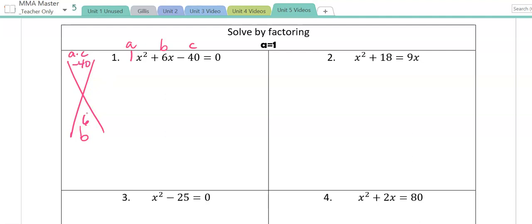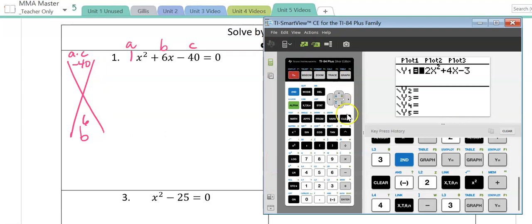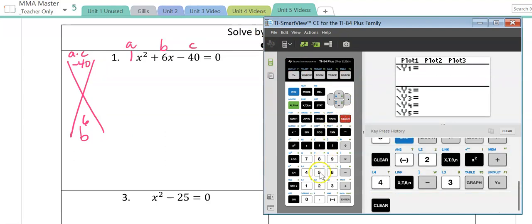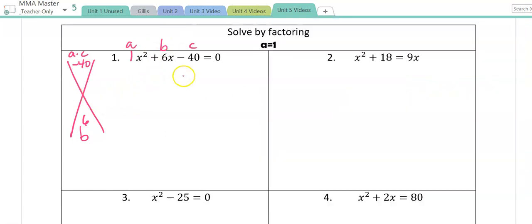So what are the factors of 40? What numbers multiply to give me 40, but combine to give me 6? As a reminder of how to find factors in the calculator, you go to y equals. You enter whatever number you're looking for the factors of. So I'm going to enter 40. I don't worry about positives and negatives right now. Divided by x. And then you look at the table by hitting second graph. So all the whole numbers, you got 1 and 40, 2 and 20, 4 and 10 will give me a 6. So I'm going to stop right there, and I'm going to put in a 4 and a 10.